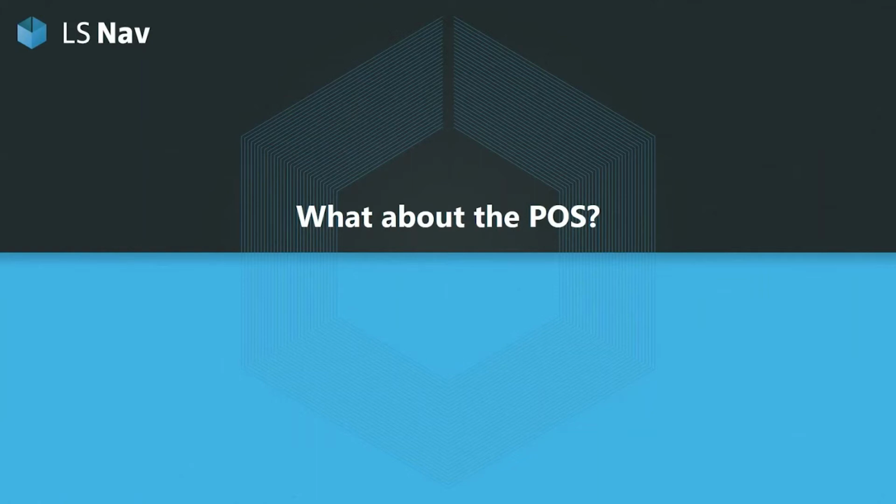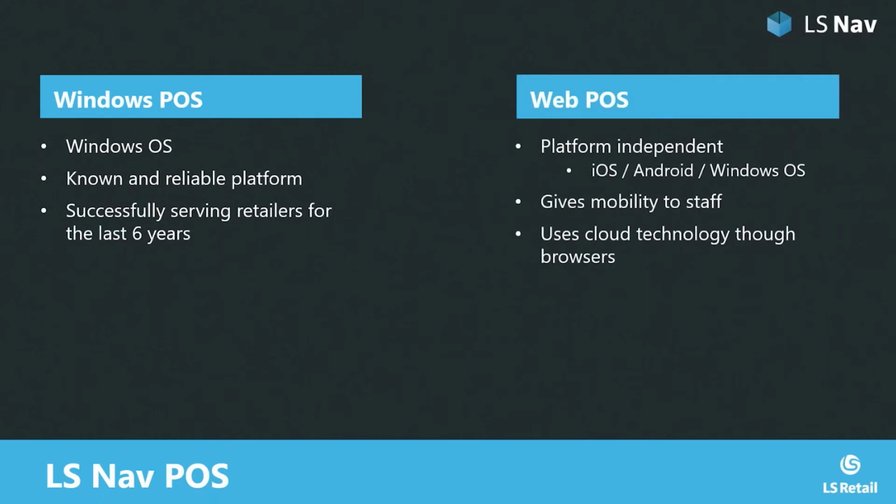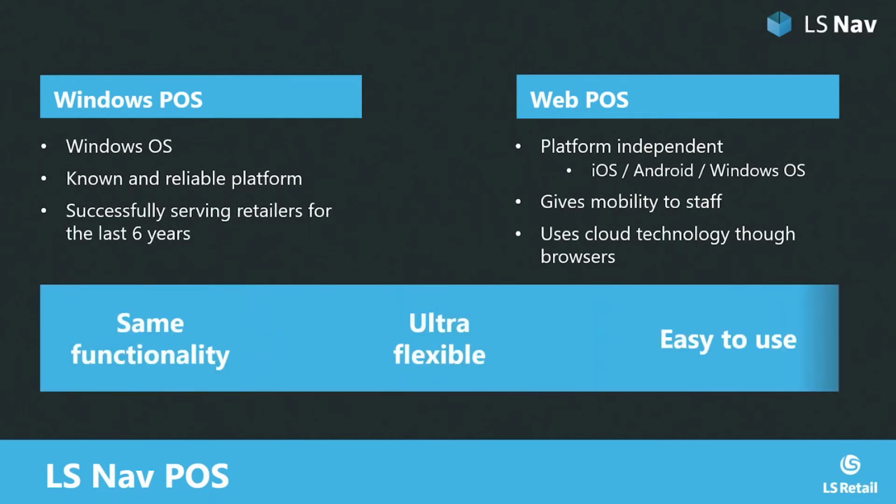What about the POS? We have two flavors of POS in 2018. We have the Windows POS, which runs on Windows OS on PCs, known and reliable platform, successfully servicing retailers for the last 6 years. Then we have the Web POS, platform independent, running on iOS or other Apple operating systems, Android and Windows OS devices. So you can run this POS on an iPad, Android tablet, or a Surface. This gives mobility to staff. It uses cloud technology through browsers. Both POSes offer the same functionality, both are ultra flexible, and both are easy to use.